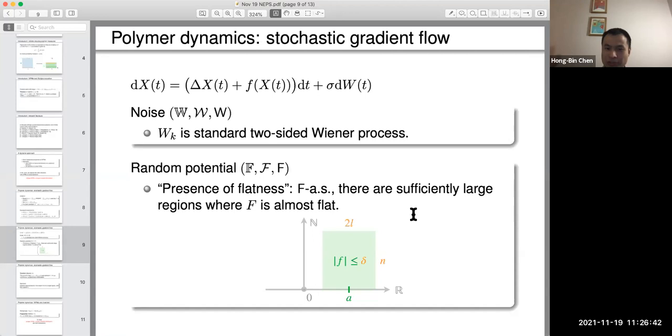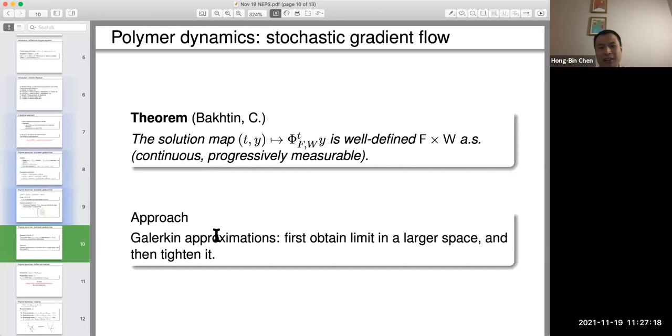So in the picture, you can see that given any width and height of the box and any strength of the derivative, I can find a box, there is some A, the center of the box, such that for the box centered at A, the derivative of the potential is less than or equal to delta. So this is almost flatness. This is the assumption for this randomness.